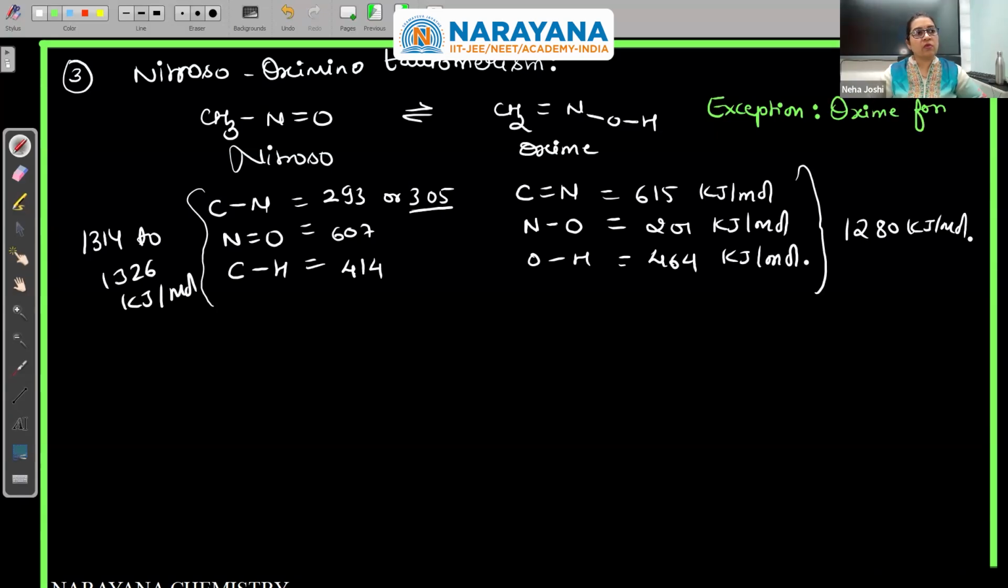Oxime form is more stable, and that is why nitroso always gets converted to oxime, right? In the Beckmann rearrangement, you never convert it to nitroso; oxime is more stable and dominates at equilibrium, right? So that was nitroso-oxime.